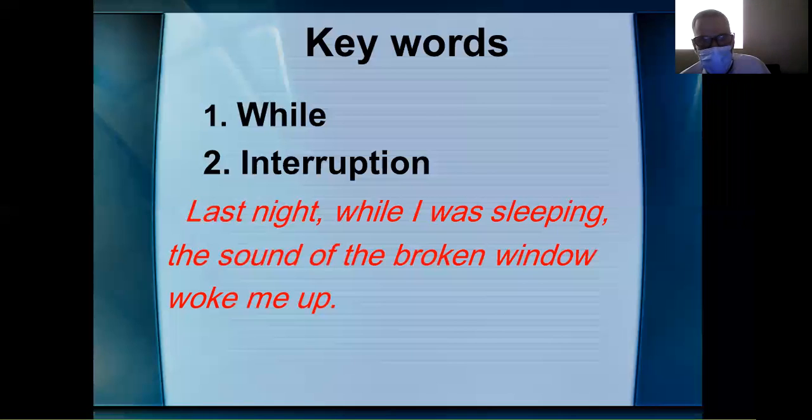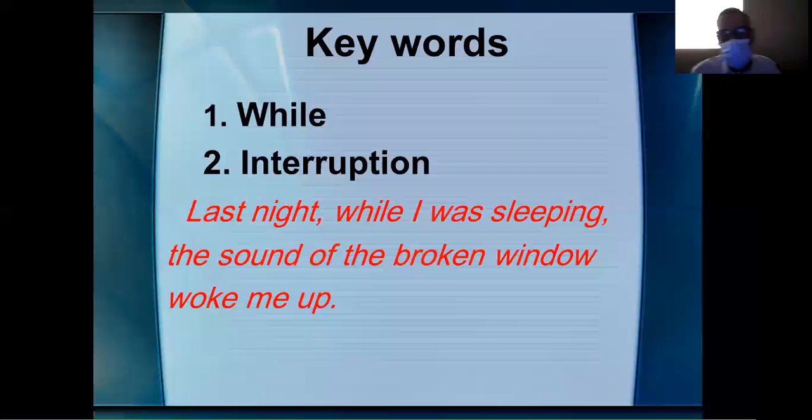Here we have some keywords like while and when. Last night while I was sleeping, the sound of the broken window woke me up. I was sleeping, then a sound woke me up. A sound happened suddenly and I was sleeping.